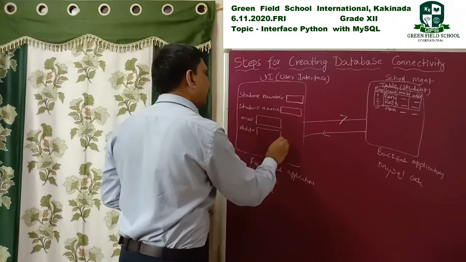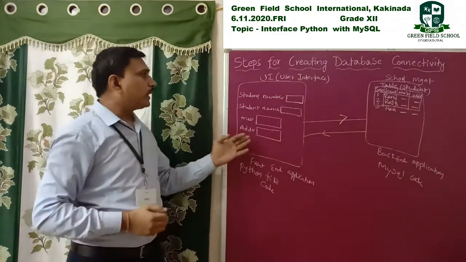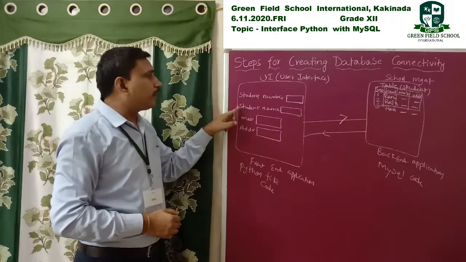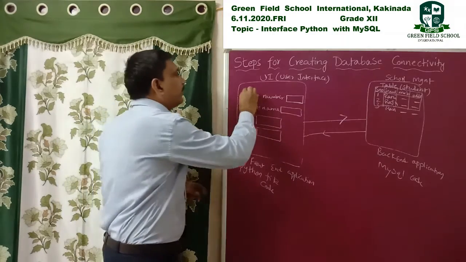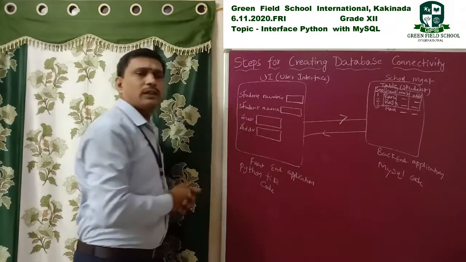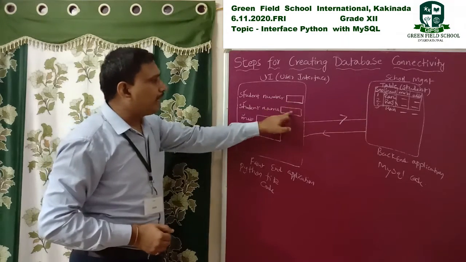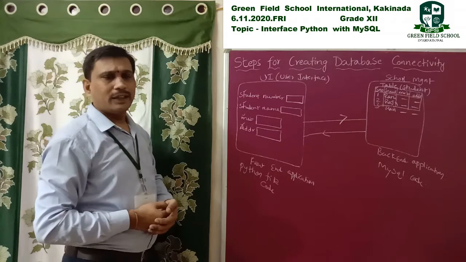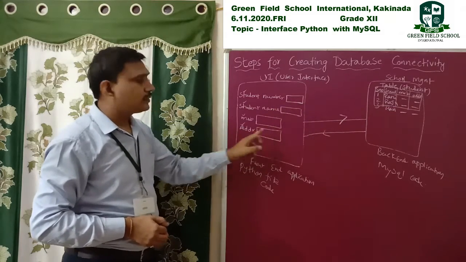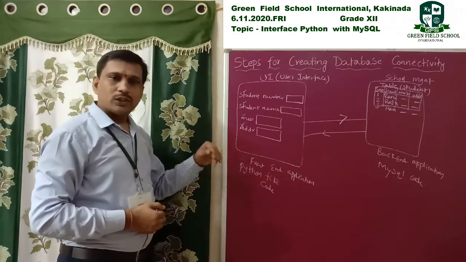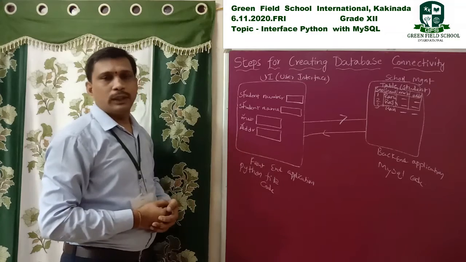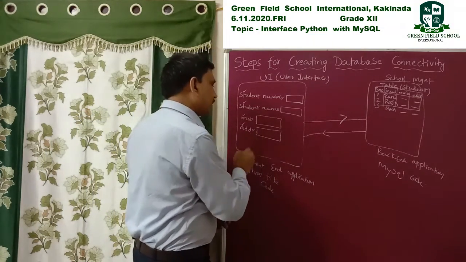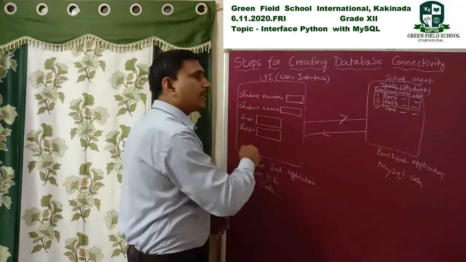Suppose, for example, I am taking one user interface, student number. In that I create student number. These are variables. For these values I create variables in Python code. So these values are stored in Python variables. All these details are stored in them.